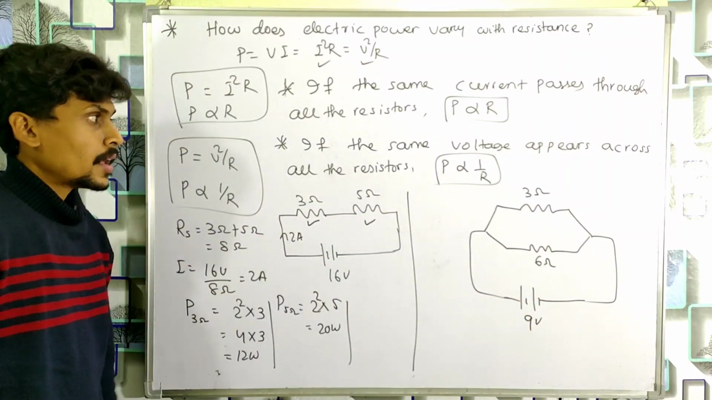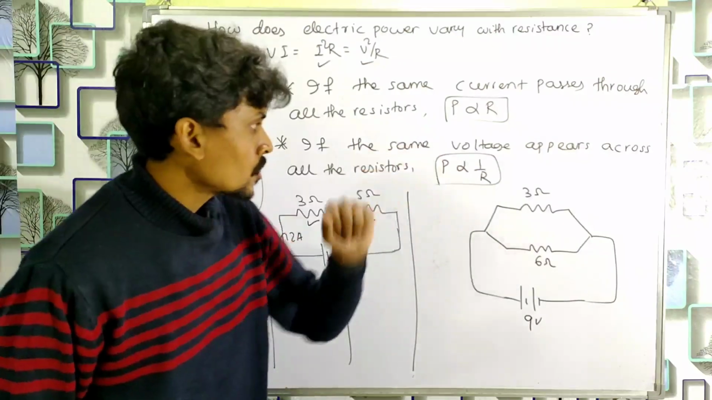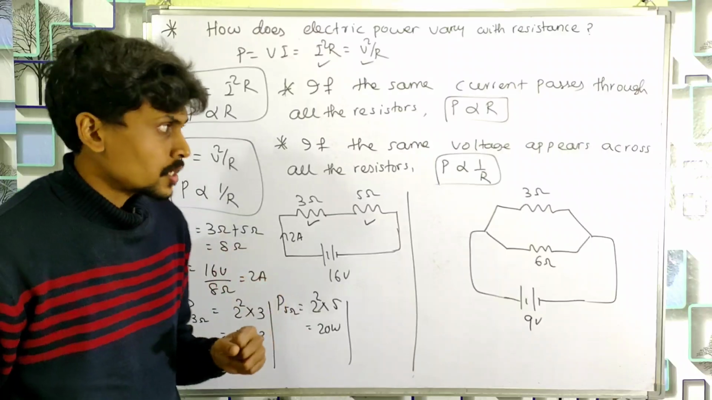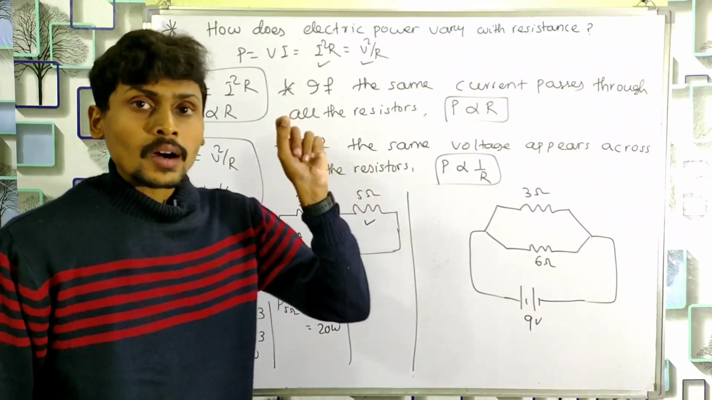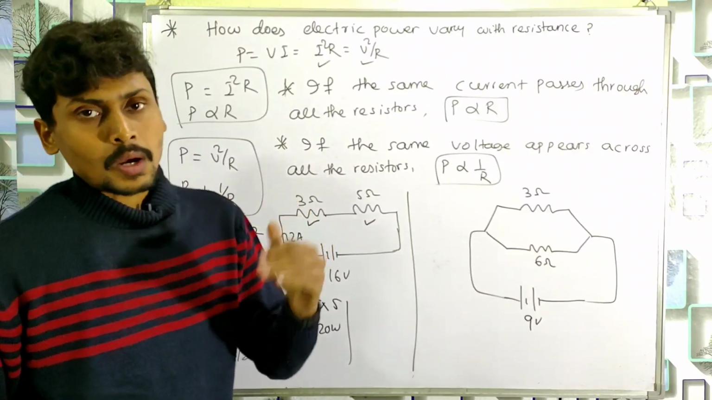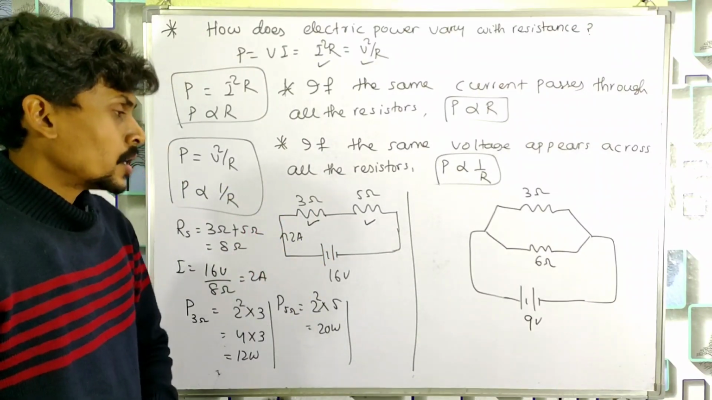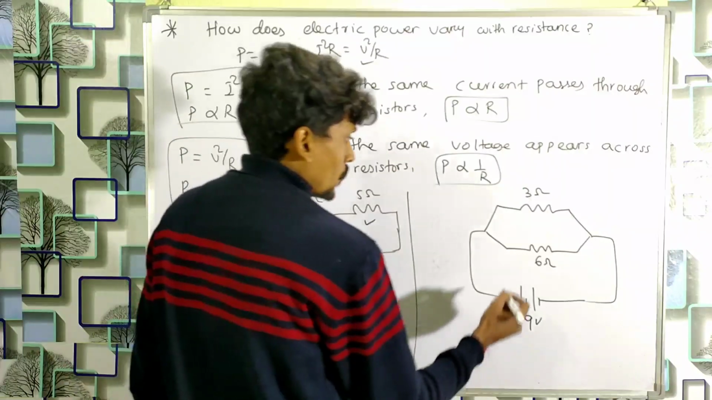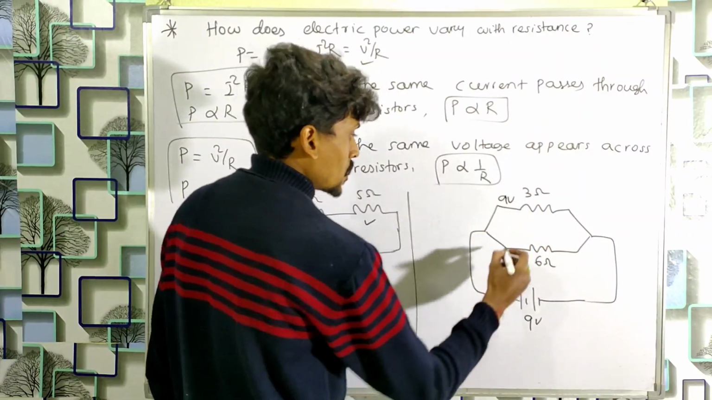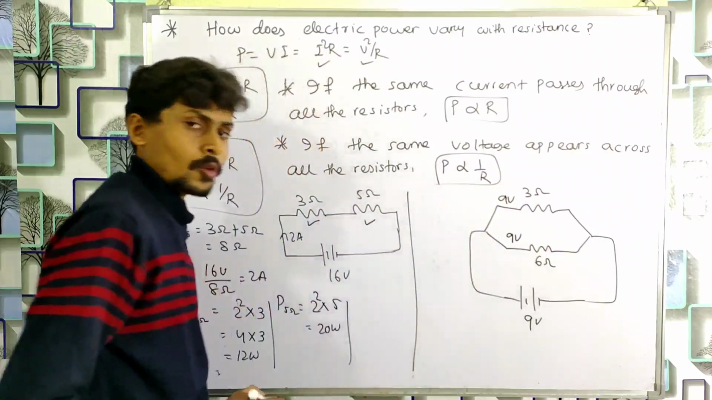And according to this definition, the same voltage appears across all the resistors, then power will be inversely proportional to resistance. If resistance is more, power will be less. So let us prove it. Now the voltage across 3 ohm is 9 volt and voltage across 6 ohm is also 9 volt.